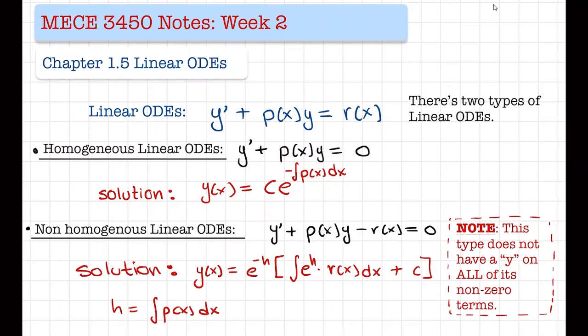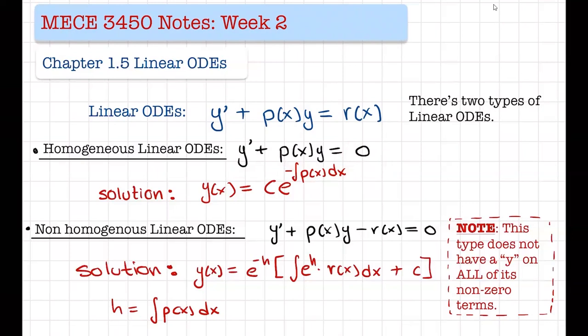On today's video, we're going to be covering the topic of linear ODEs. Basically, linear ODEs can be divided into two main types. You have your homogeneous linear ODEs, as you can see here on the screen. For the homogeneous linear ODEs, all of its terms have a y, not counting the zero. This one is a y prime, this p of x has a y. So out of the terms, they all have a y. And this is what we call a homogeneous linear ODE.